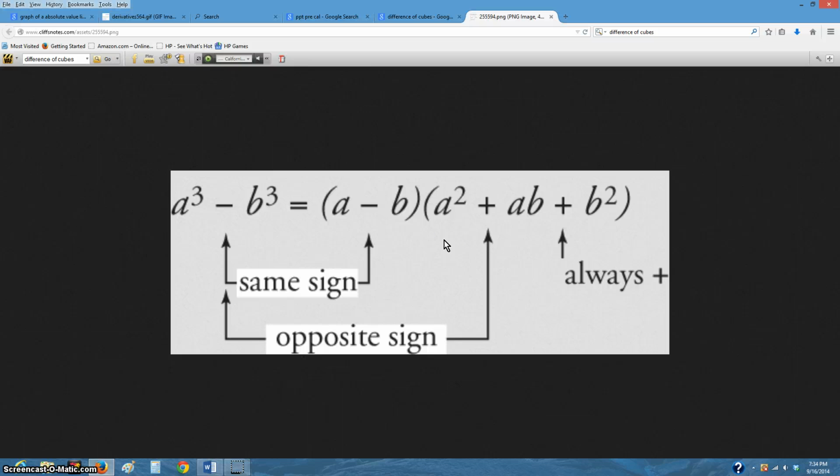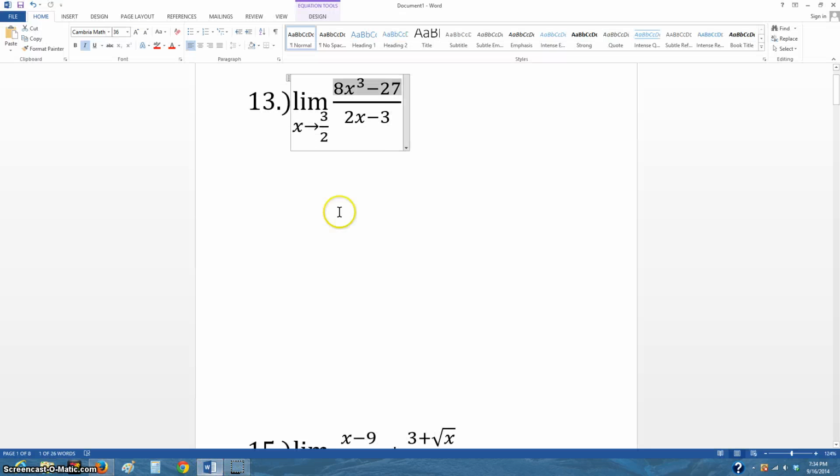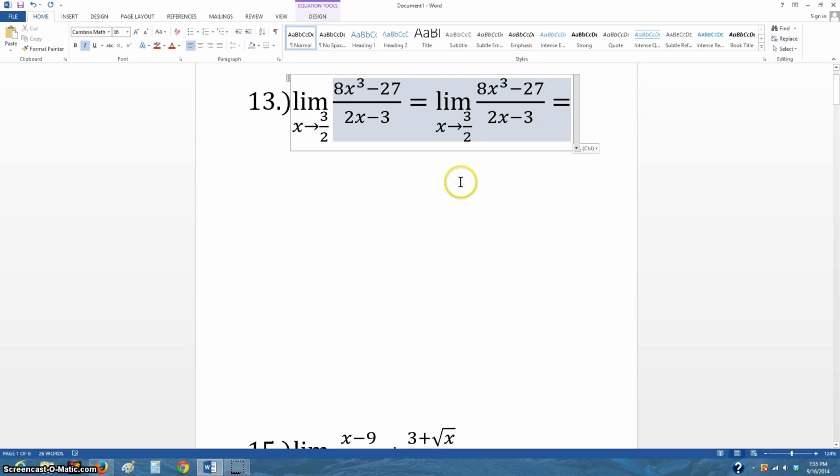So what we basically need to do is take the cube root of this right here, and it will go here. And then we'll take the cube root of this right here, and it will be our b. So let's go ahead and do that. So if we take a look, okay, so what is the cube root of 8x cubed?